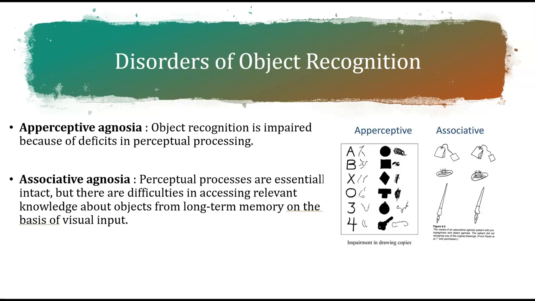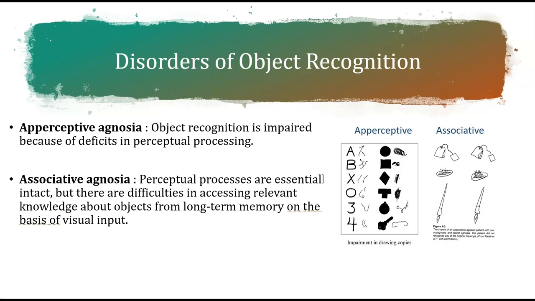Almost contrary to apperceptive agnosia, we have another type of visual agnosia called associative agnosia. Patients with associative agnosia have perceptual processes that are essentially intact, but they have difficulties in accessing relevant knowledge about objects from their long-term memory on the basis of visual input.